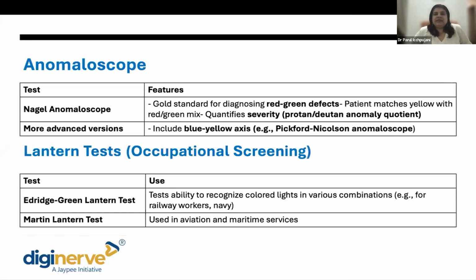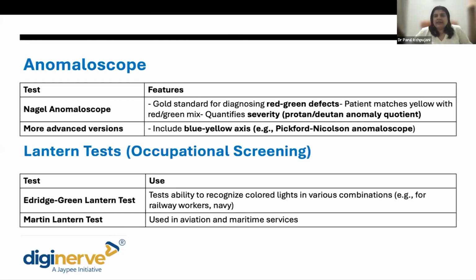Then we have certain other tests like anomaloscopes. The most commonly used anomaloscope is the Nagel anomaloscope. It's the gold standard for diagnosing red-green defects. The patient matches yellow with the red-green mix and it quantifies severity. So the gold standard is the Nagel anomaloscope. That's what you need to remember.